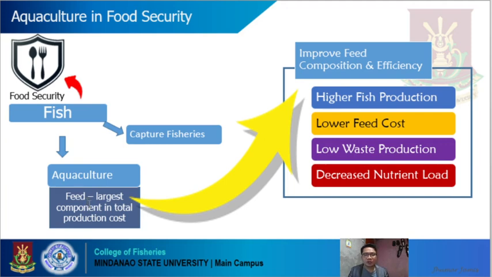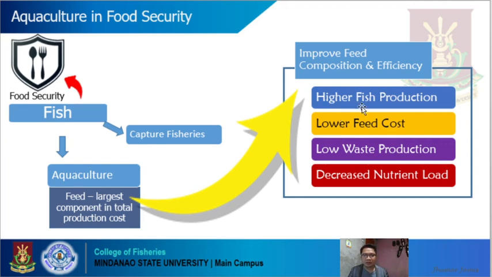Because fish nutrition basically aims to improve the feed composition and the feed efficiency. So when we say improve the feed composition and feed efficiency, we mean that there will be a higher fish production, a lower feed cost, a low waste production, and a decreased nutrient load. So all of these four will be addressed if we practice a sustainable manner of fish nutrition.